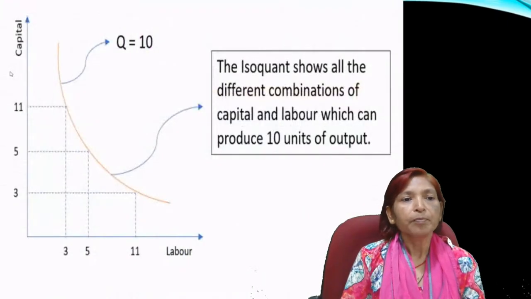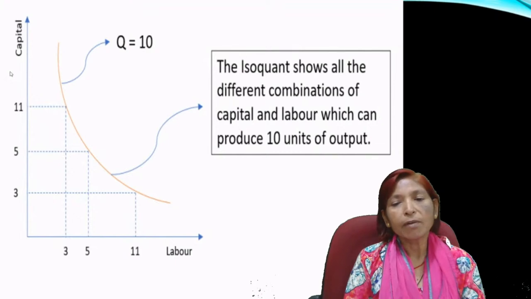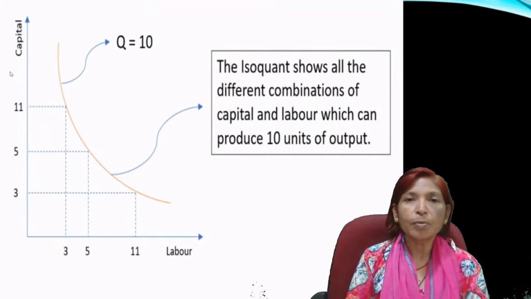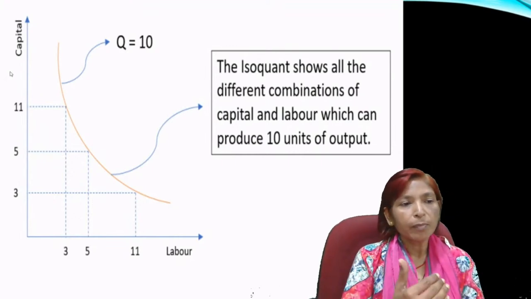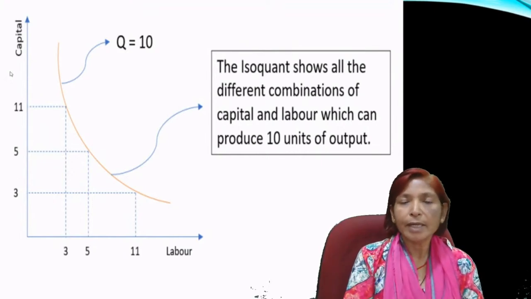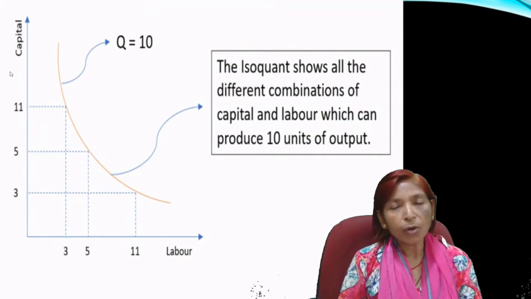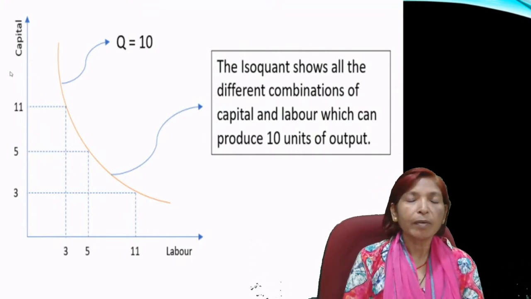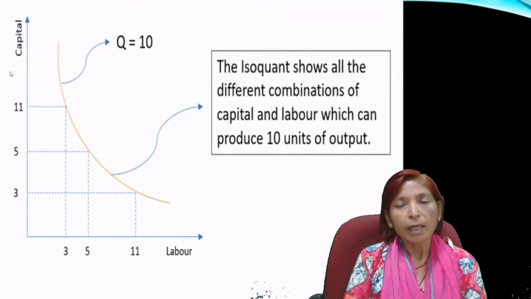Now next, isoquant curve always shows different combinations of capital and labor which can produce the same amount of output, like output level is 10. Either we use more capital, less labor, production level is 10. If we use less capital and more labor, then again output level will remain the same. So this is called isoquant curve.